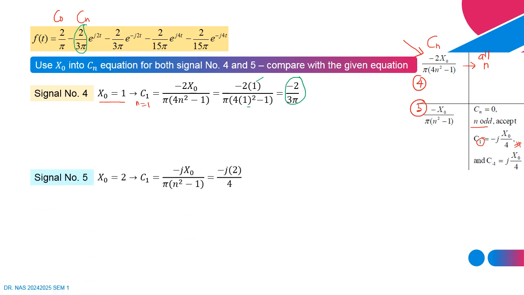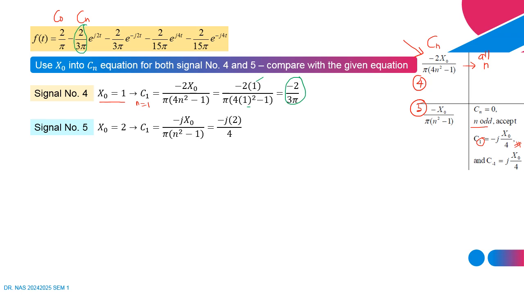but we need to check signal number 5. For signal number 5, x0 from the earlier calculation equals 2. Again, we consider the same n equal to 1. So now you need to replace the Cn equation with n equal to 1.